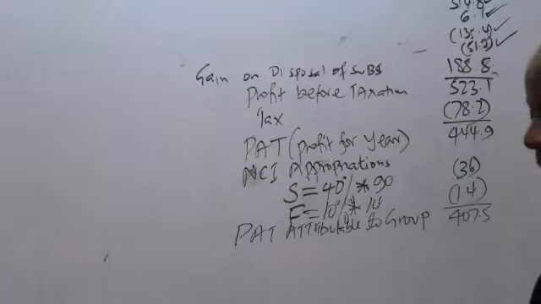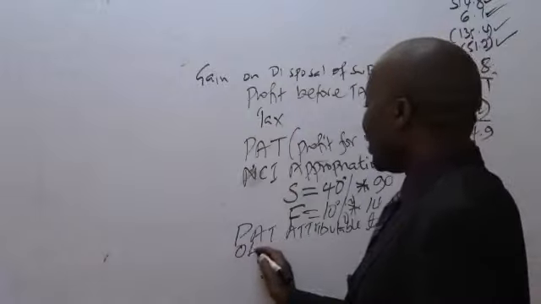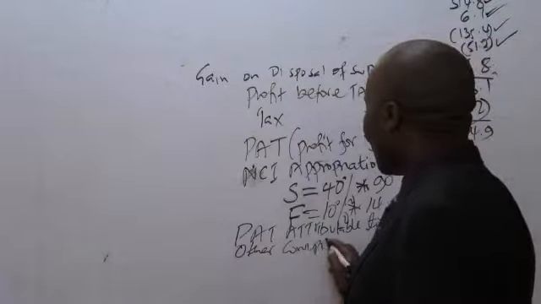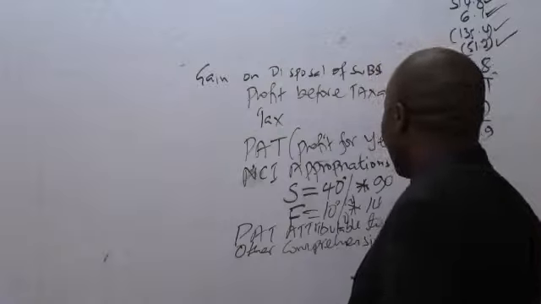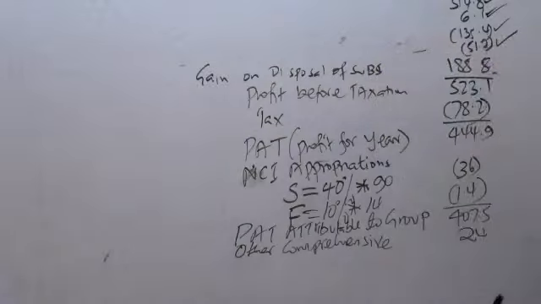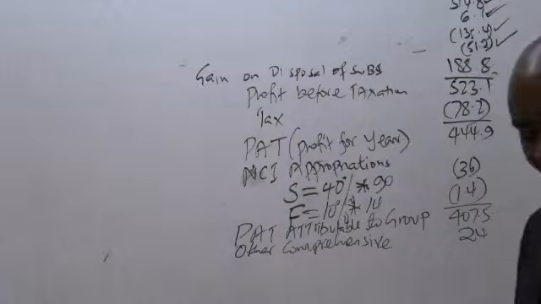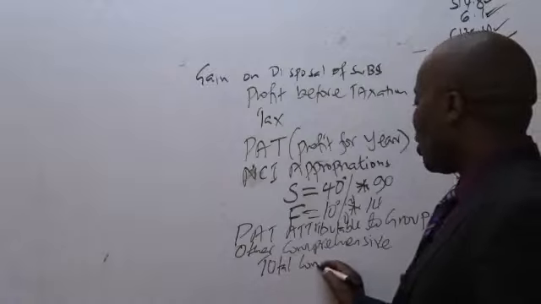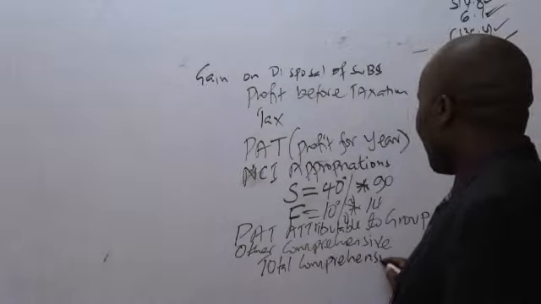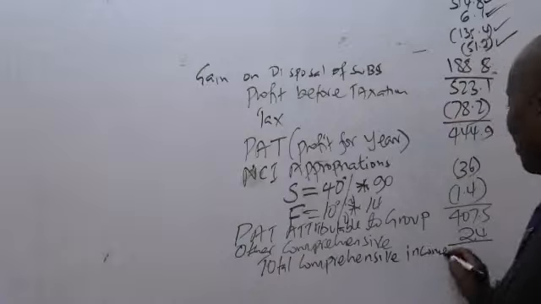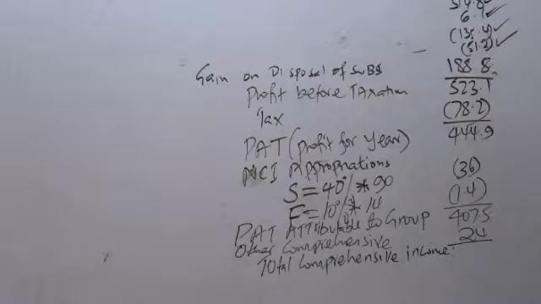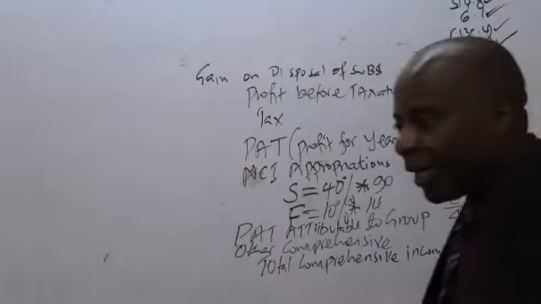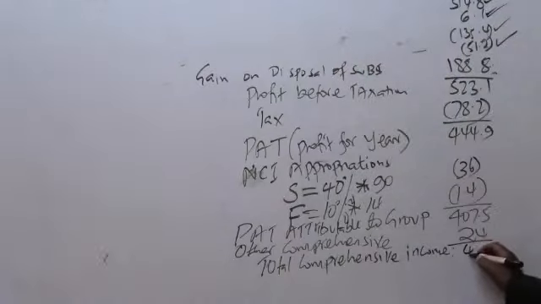We have other comprehensive incomes. Remember, we had already done this figure. If I remember very well, you guys gave me a figure of 24. Other comprehensive income, 24, and therefore now we should be able to get the total comprehensive income. The total comprehensive income una add. Wananiambia kwamba ni 431.5, like that.